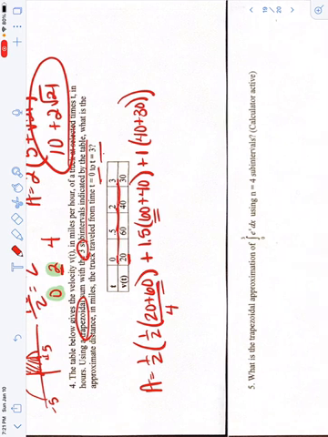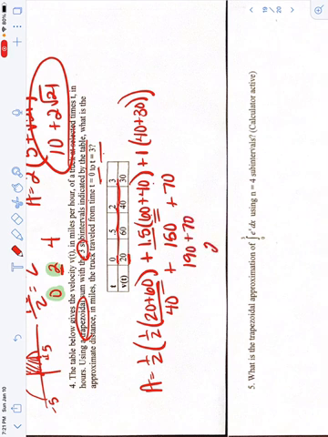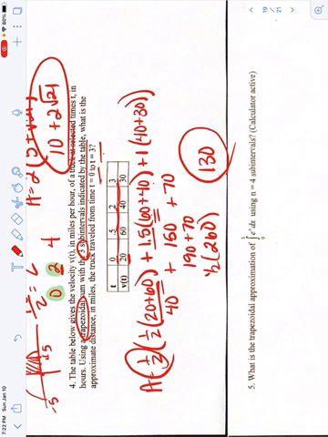And so let's see, 20 and 60 is 80. So half that'd be a 40. 60 and 40 is 100 times 1.5 would be 150. And 40 and 30 is 70. So 190 plus 70 is 260. And then I need to 1/2 that. So 130.